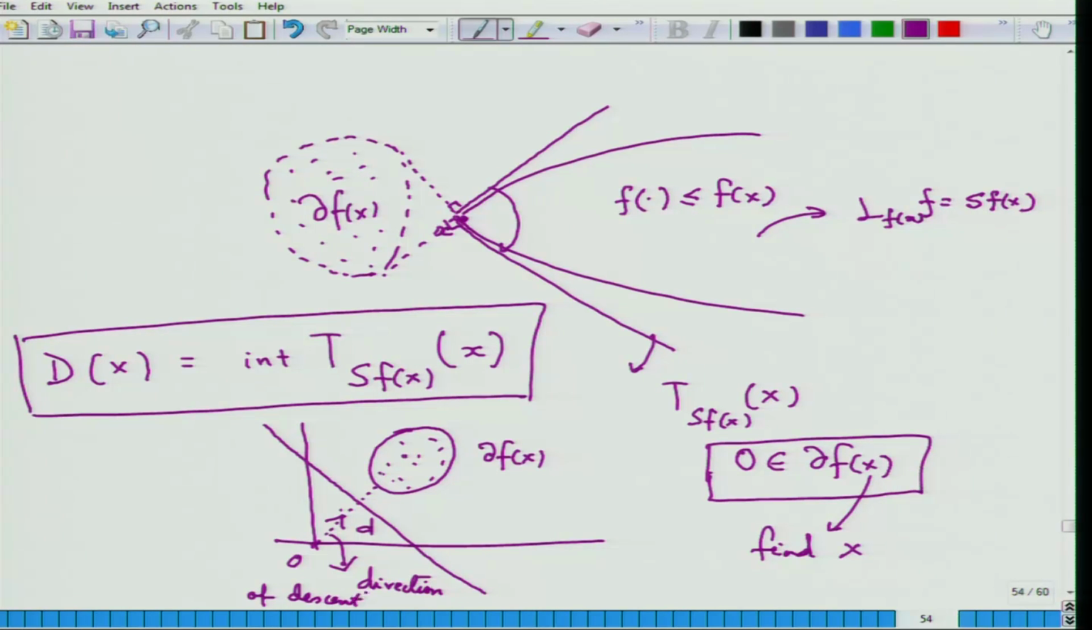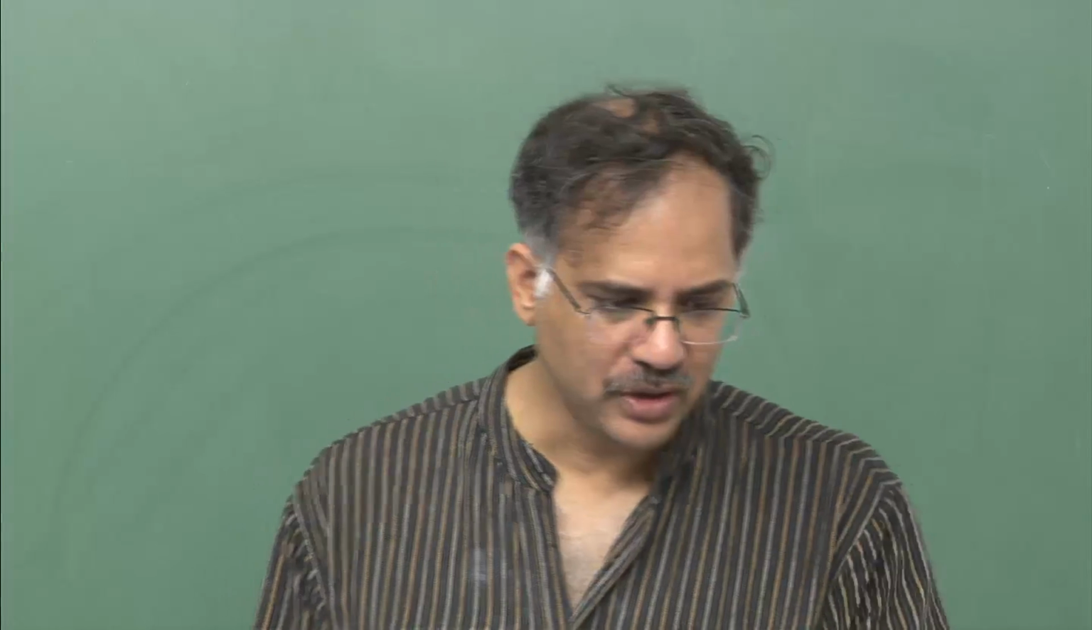Unlike the smooth situation, where there is only one way to talk about a descent direction, here there are many different geometrical approaches to talk about the descent direction, and this is a very important way to talk about it, because here there is a very simple result which says the following.